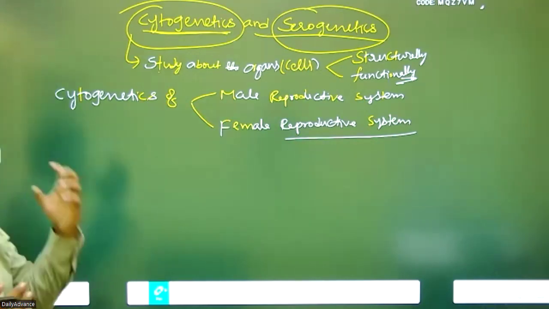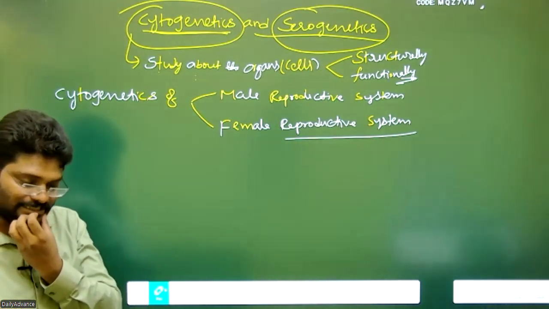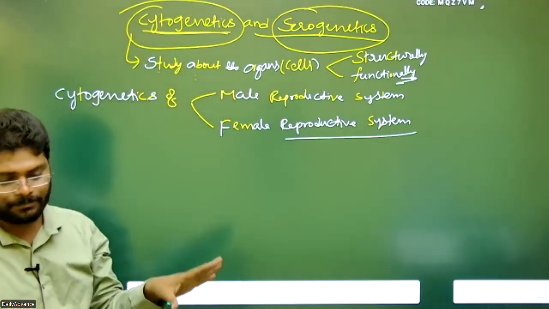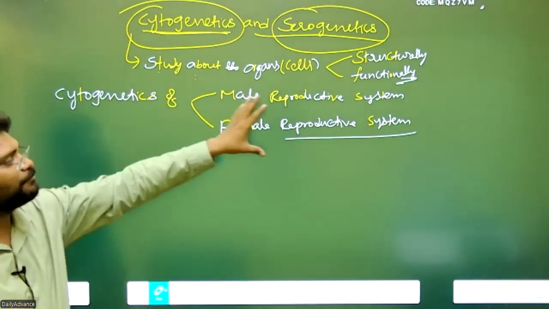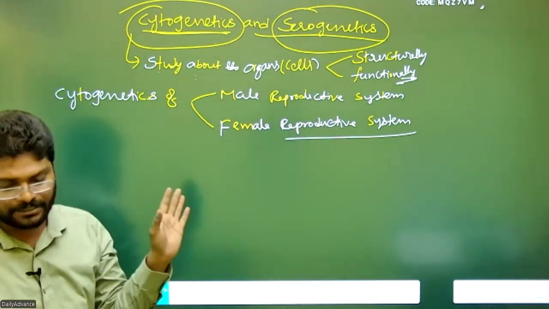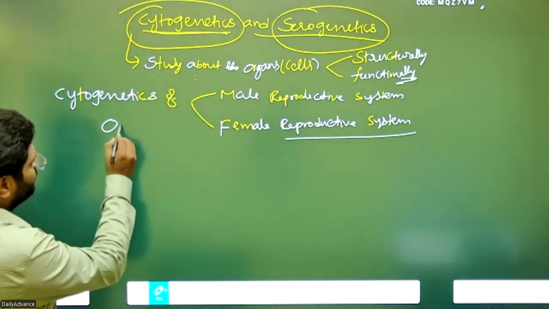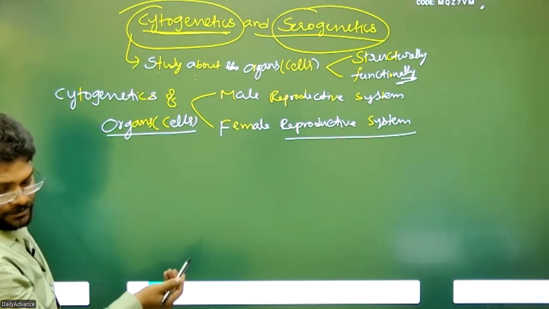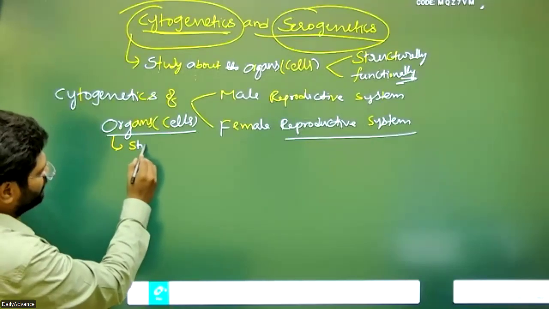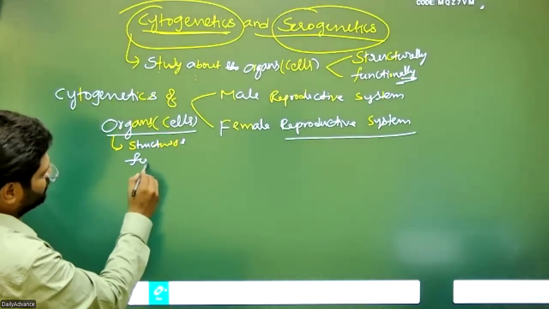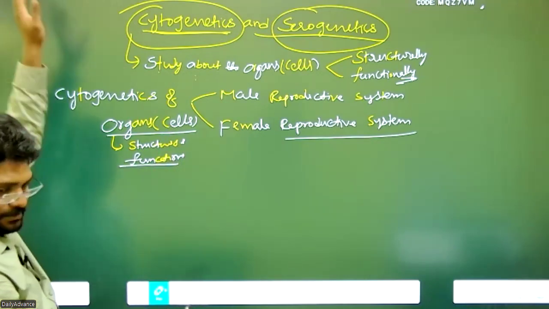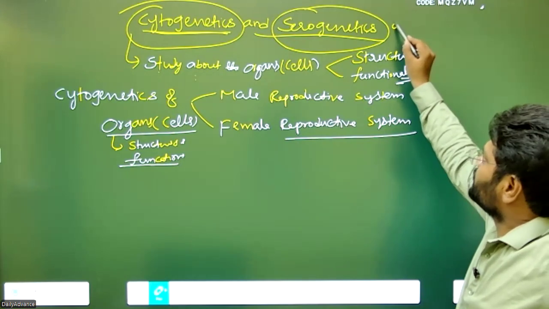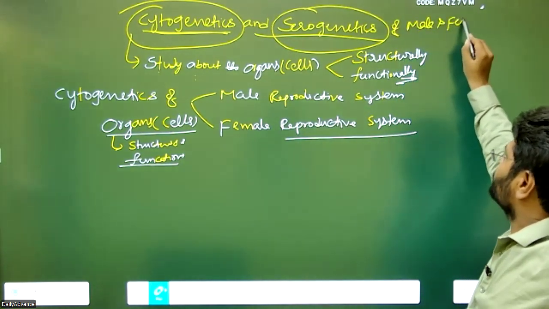But many systems are present in our body, like the respiratory system, circulatory system, nervous system. But we are discussing the chapter reproductive anthropology. Here, cytogenetics of the male and female reproductive system means what are the organs or cells present in the male and female reproductive system, and their structures and functions. Similarly for male and similarly for female. There are some other topics in the syllabus: cytogenetics and serogenetics of the male and female reproductive system.